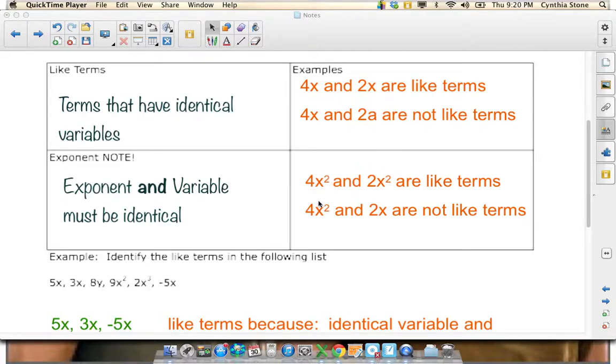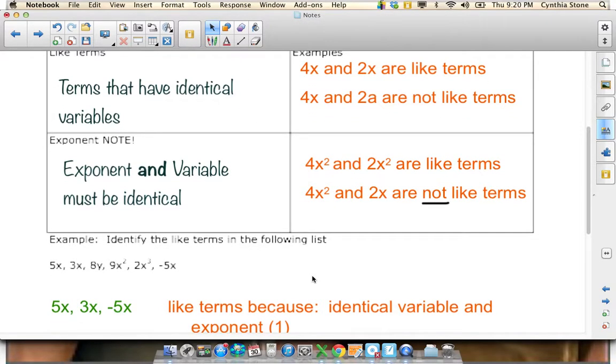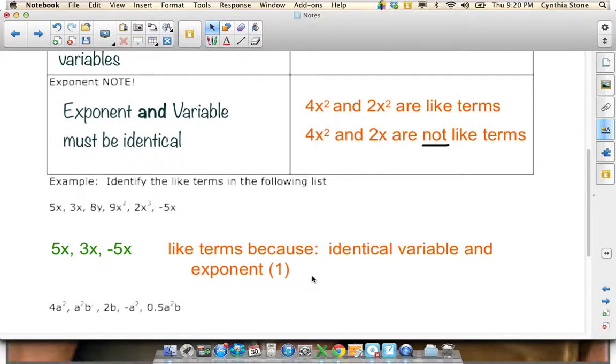So here, 4x squared and 2x, not like terms, and that's really important to catch, okay? If they have different exponents, they're different. They're not like terms, and that does affect how we simplify later, okay? So this is just a simple example, identify the like terms. So the things that are like, this one, and this one. It's okay that this one's negative, that doesn't matter. All that matters is the variable and the exponent, which is 1, are identical to each other.